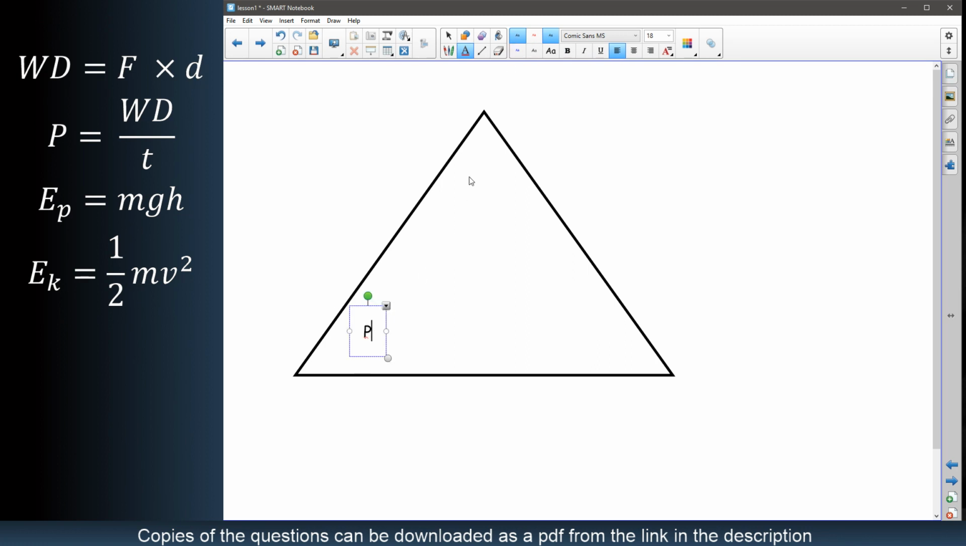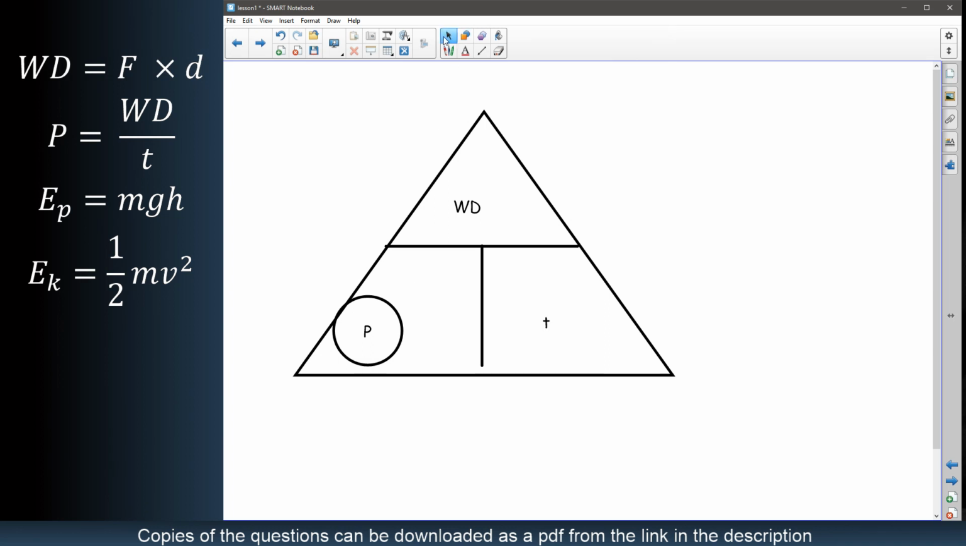Okay, so power is down here with work done up at the top, and time taken over here. But again, it's the same principle. If you want to find out one of them, you cover up the one that you're looking to find, and that leaves you with the equation you need. So if I'm looking for power, I'm left with work done over time. Time is work done over power, and work done is power multiplied by time.